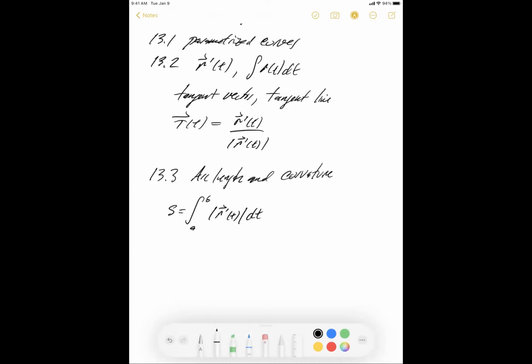And then curvature, there were a number of different formulas. The most computable, the most useful one is this one right here, that the curvature is the length of the cross product, r prime cross r double prime, divided by the length of the derivative cubed.